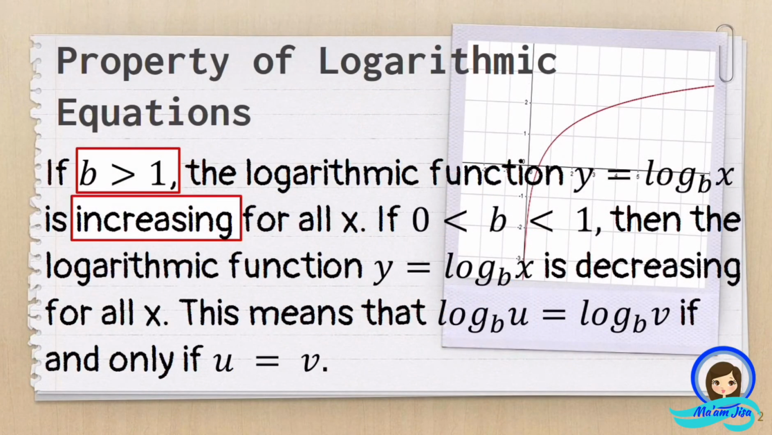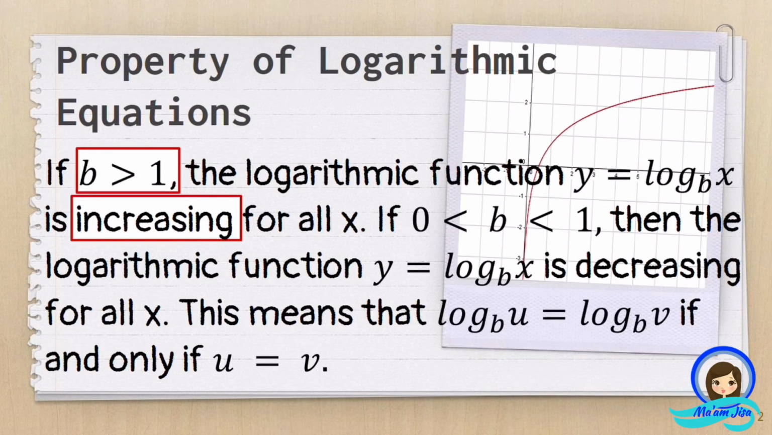Property of logarithmic equations. If b is greater than 1, the logarithmic function y equals logarithm of x to the base b is increasing for all x. If 0 is less than b less than 1, then the logarithmic function y equals logarithm of x to the base b is decreasing for all x. This means that logarithm of u to the base b equals logarithm of v to the base b if and only if u equals v.